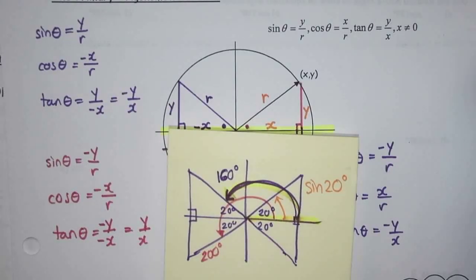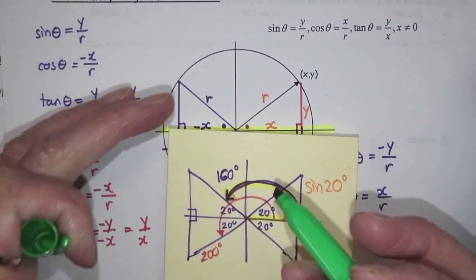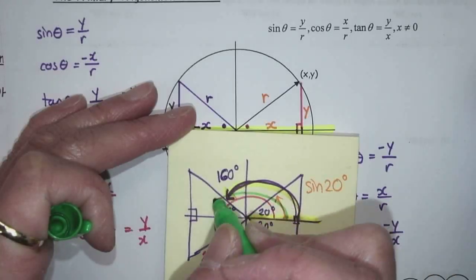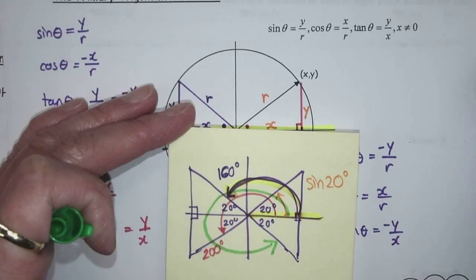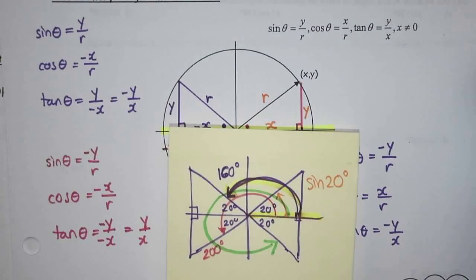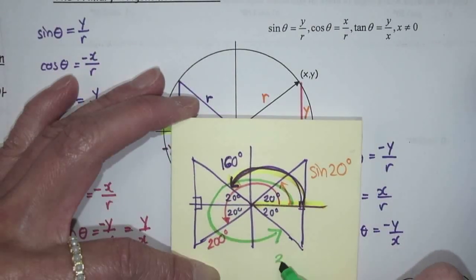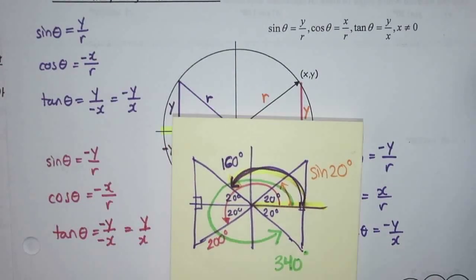Okay, how about the last one? Can you help me with the last one? What if I went from the beginning axis and turned all the way around to here? How much would that be, knowing that that slice is 20? 340. Right, 360 minus that. Is that all right? Got it? Okay.